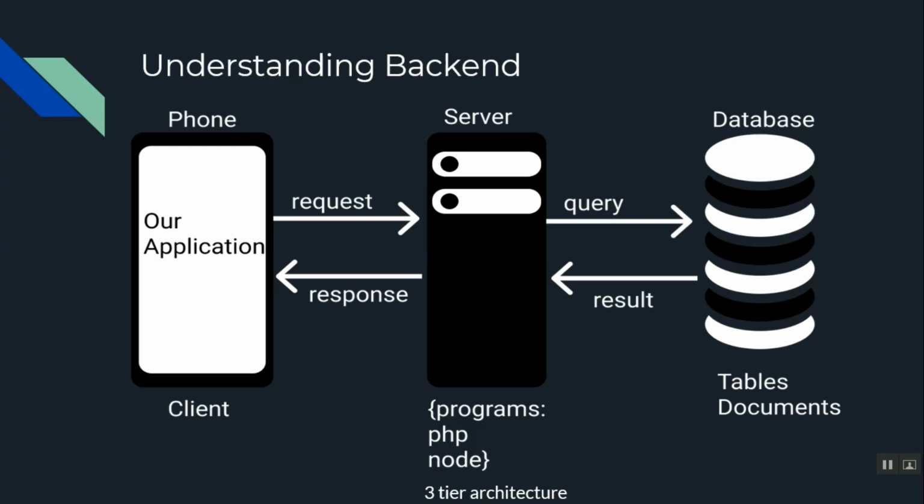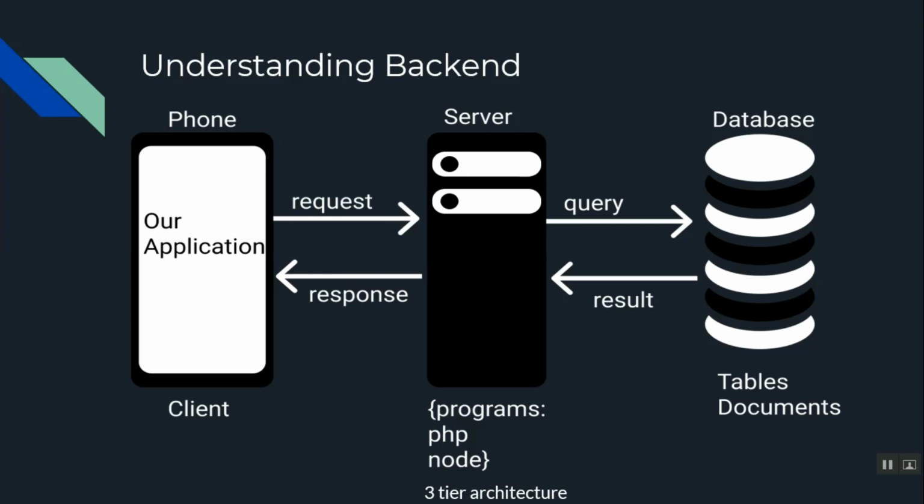In 3-tier architecture we have 3 nodes basically. First is client, second is server, and third is database. Let's see what it means. The client can be our phone, which is running our application. Our application can also be called a client. We call our browsers a client.